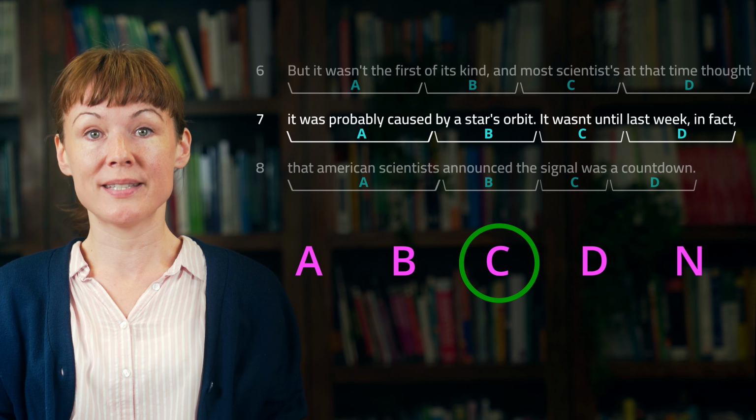And finally, on the last line, we notice that the writer has not capitalised the A in American. In English, countries, languages and nationalities are always capitalised, so the mistake is in box A.